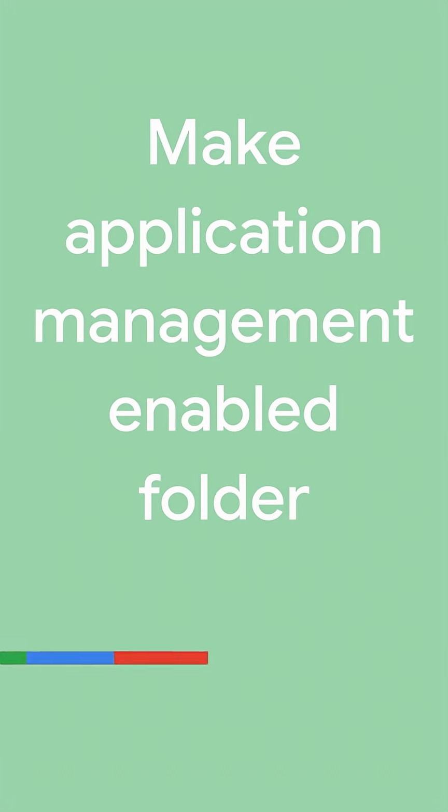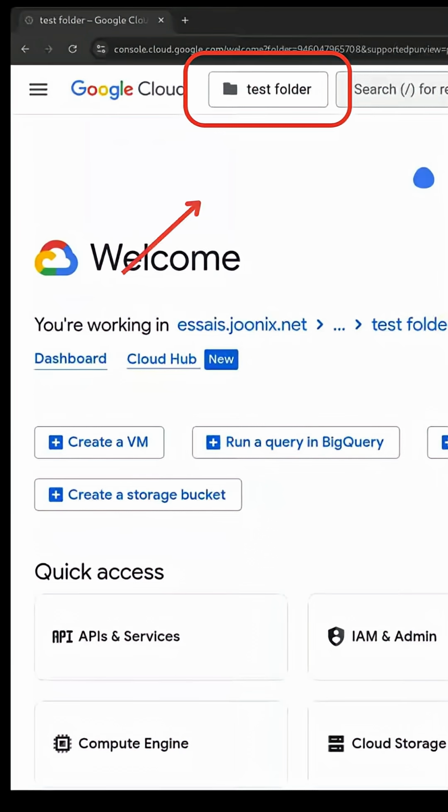Hello, my name is Leonid and I'd like to show you how to enable application management for a folder in your Google Cloud organization. How do you know if your currently selected folder is enabled for application management?